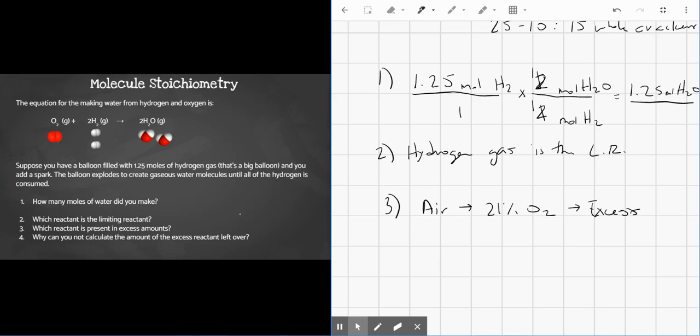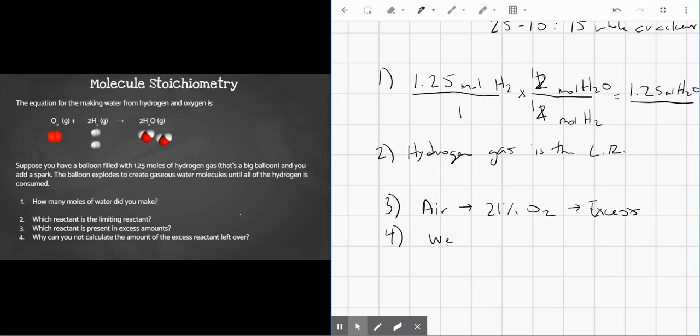Okay, and number 4, why can I not do the same thing I did with the marshmallows? Why can I not calculate how much oxygen we have left? Okay, the reason we can't calculate that is because we don't know the starting concentration.